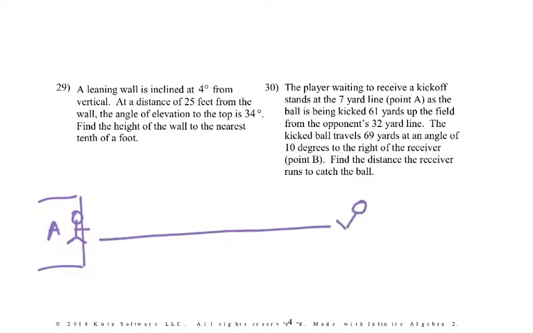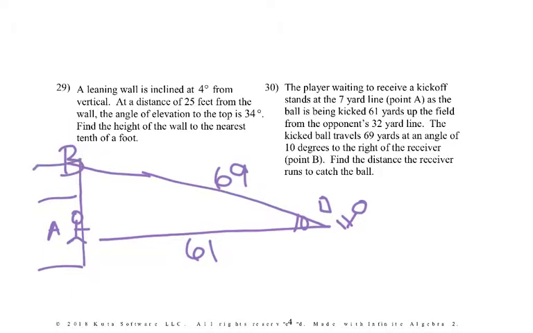Alright, last one. The player waiting to receive a kickoff stands at the 7-yard line, point A. So there's the 7-yard line. This is point A. As the ball is being kicked 61 yards up the field, so that's 61, and that's my beautiful football. The kicked ball travels 69 yards at an angle of 10 degrees. So 10 degrees, travels 69. To the right of the receiver, point B, I'm assuming that's point B.